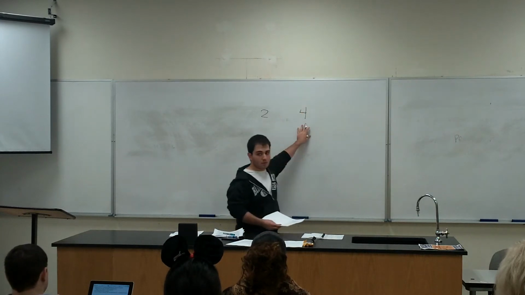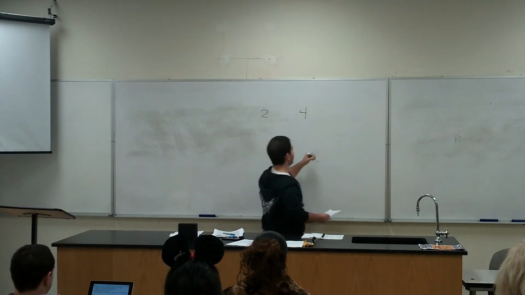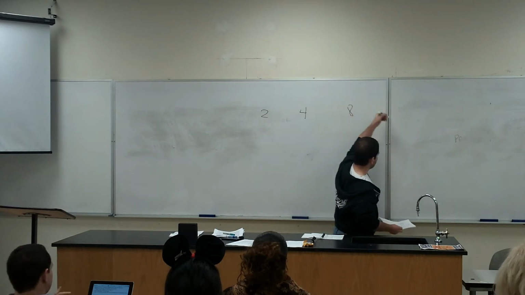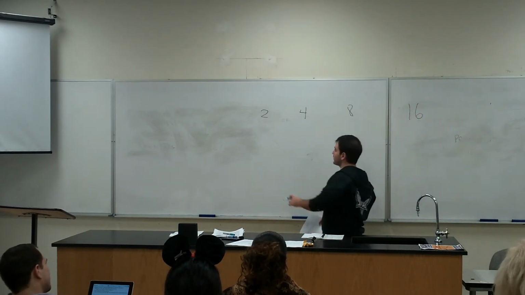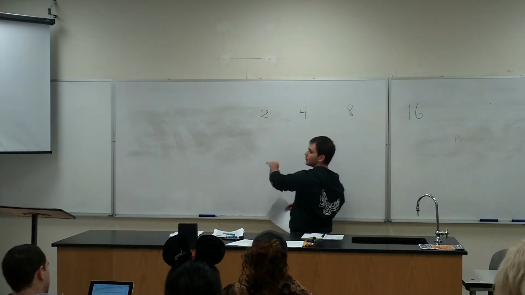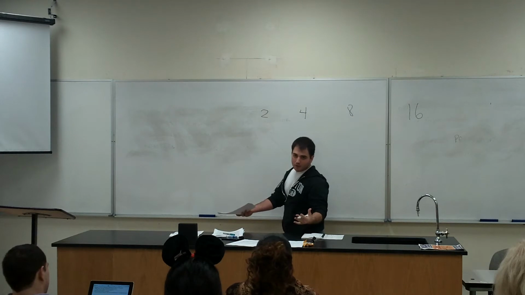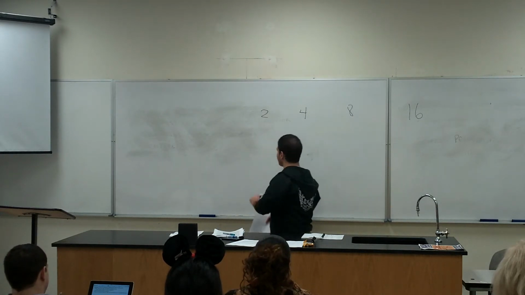Then what did we do? Grab more, and it became what? 8. And then of course 16. Now, to get from here to here, it was 2 and we brought 2 more, right? So what did we do? We doubled. So what's that called? When you, not adding, but multiplying, right.